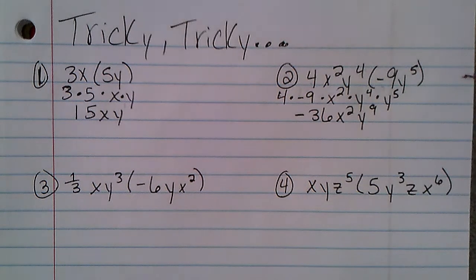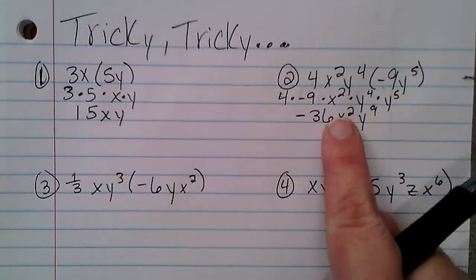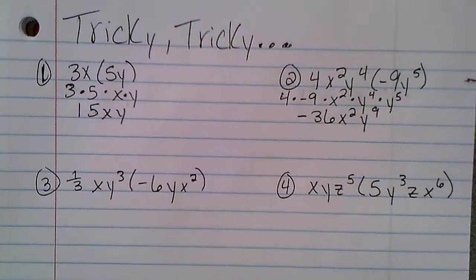You are not going to have numbers in the middle of variables when we're multiplying monomials like this. Now, eventually we will get to where we multiply binomials and trinomials. That's different. But for right now, at this moment in time, you will have a coefficient and then you will have a series of variables and exponents behind it.